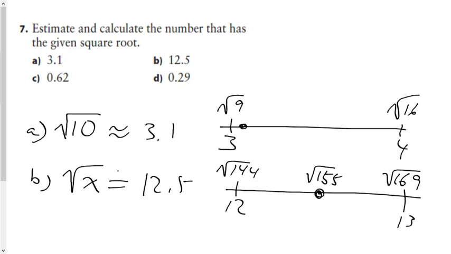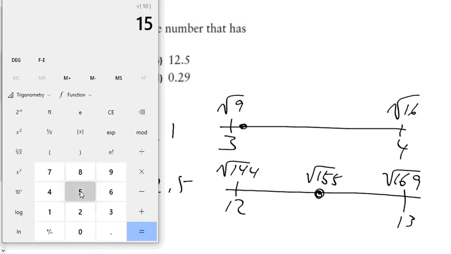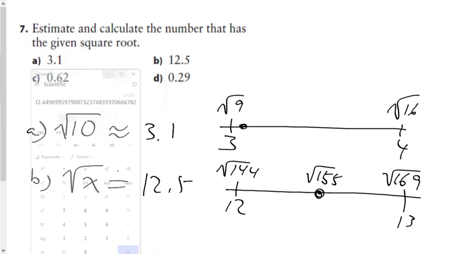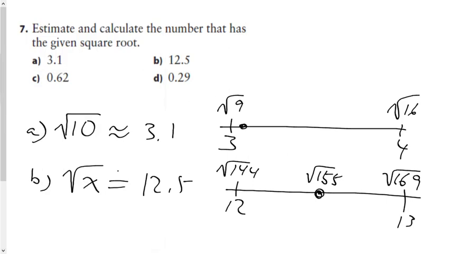Grab our calculator. Say, what is the square root of 155? And it says 12.44. I'm pretty close. Close enough. I'm confident with that. So, grab our eraser. Square root of 155-ish is approximately equal to 12.5.